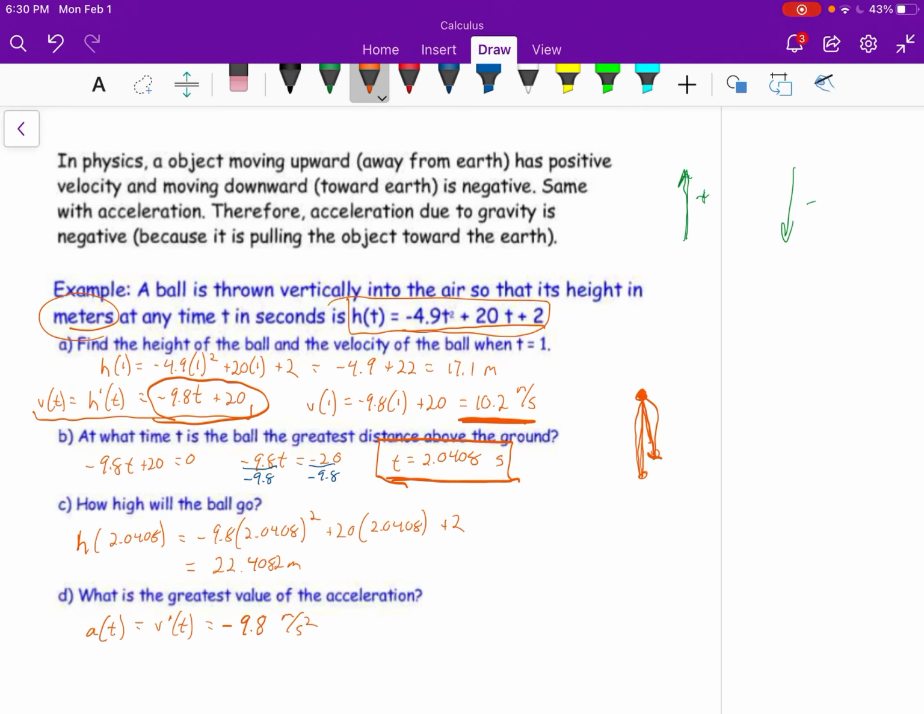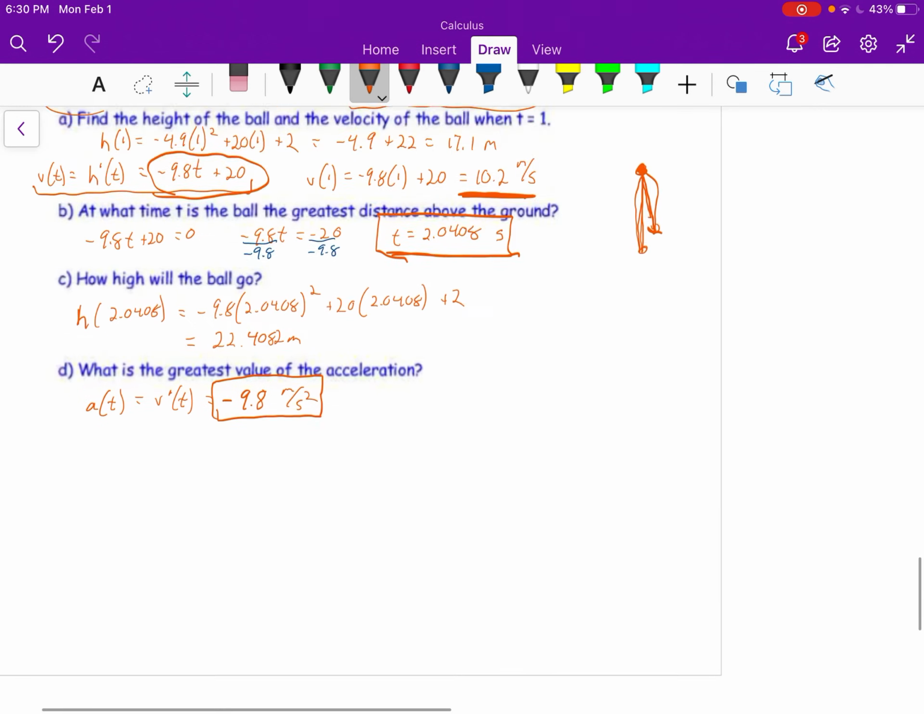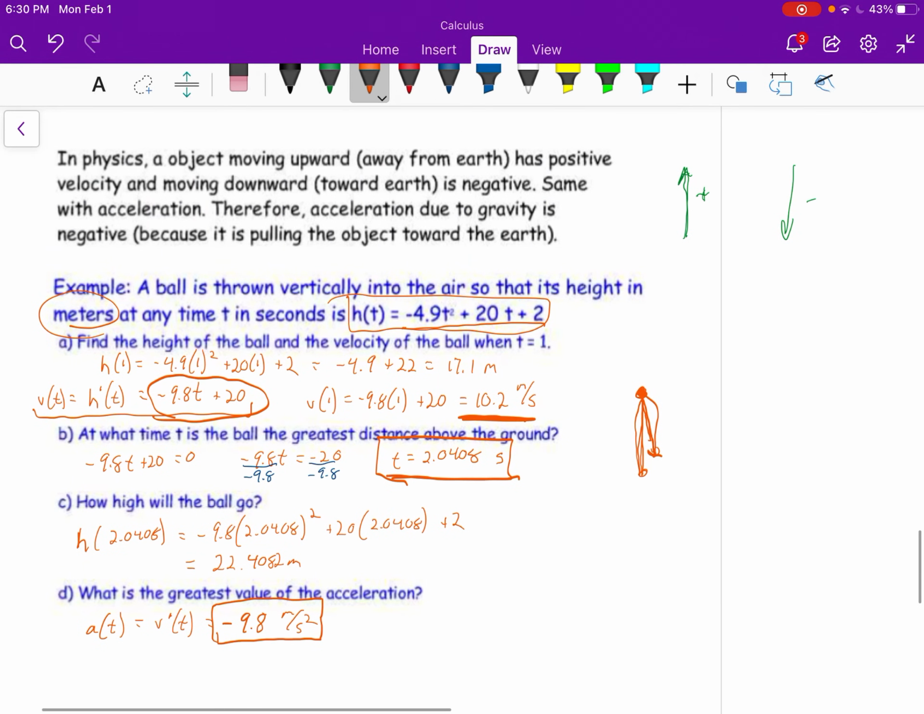So the greatest is negative 9.8 meters per second squared, which is really important because that actually is a very important value in physics. That is acceleration due to gravity here on Earth. If you go to other places like the moon or another planet, the acceleration would be different. So there you have it. The relationship between velocity, position, and acceleration.